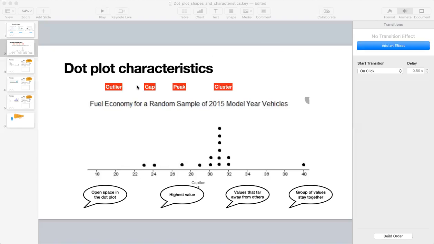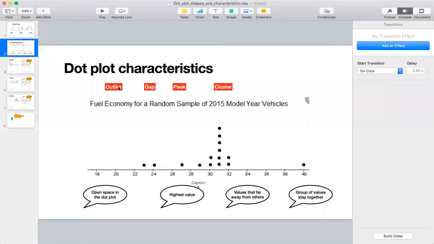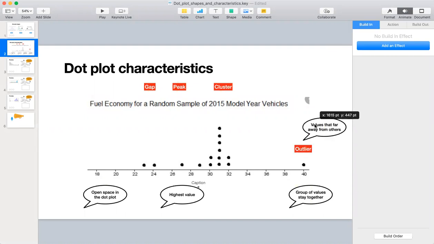So when there's an outlier, whoops, sorry, I don't mean that. Okay, I should move it instead. So this outlier is basically the number 40 right here. We have one outlier on this dot plot. It is a value that is far away from the rest of the data set. This 40 is by itself, so it's called an outlier.